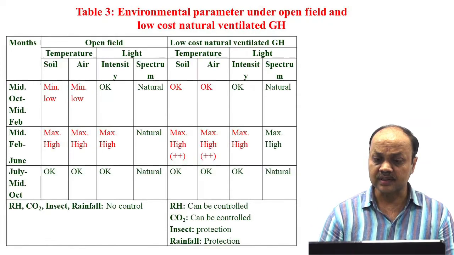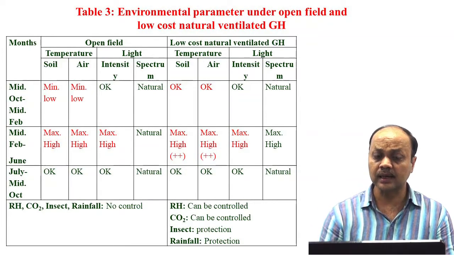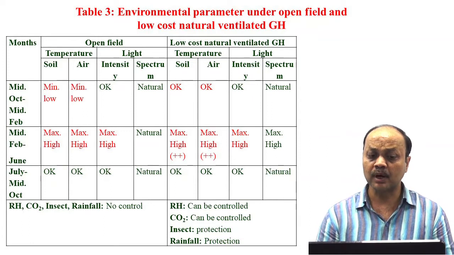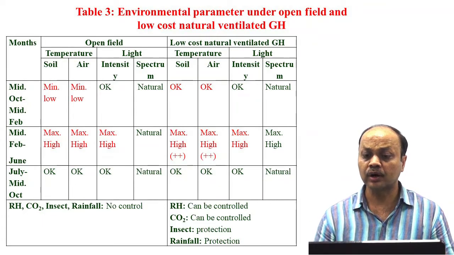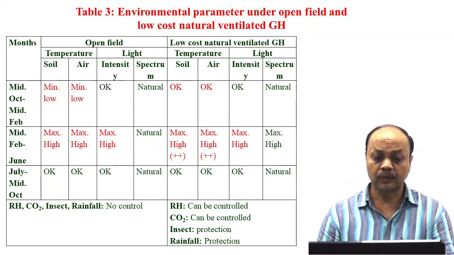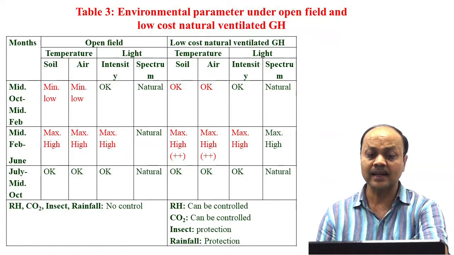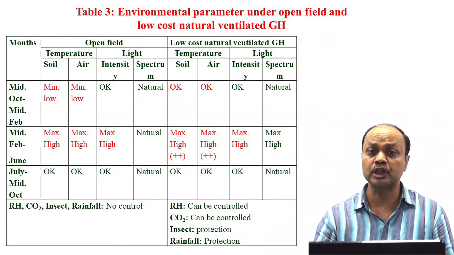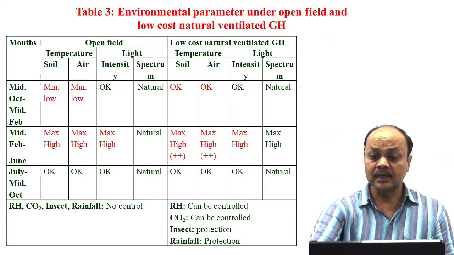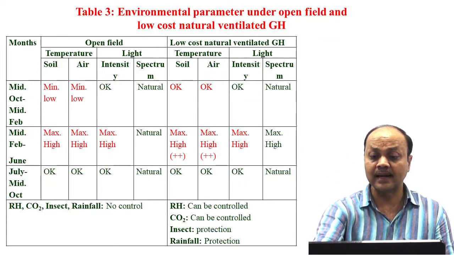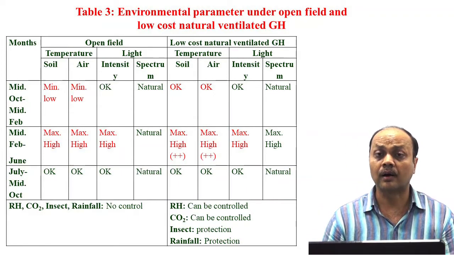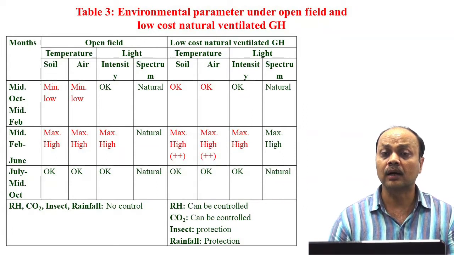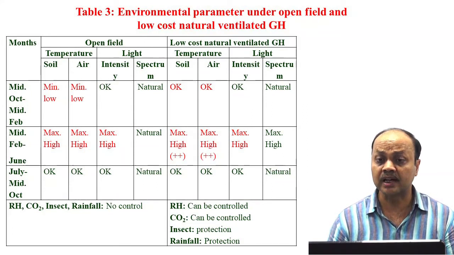So here in table 3 you can see I have compared the open field environment with the environment we got inside the low cost natural ventilated greenhouse. During winter from mid October to mid February the soil and air temperature is low, because the air temperature is low, so soil temperature is also low. In the greenhouse, due to the greenhouse effect, the soil and air temperature increases, based on your type of greenhouse, what its height and volume are, and how airtight it is.